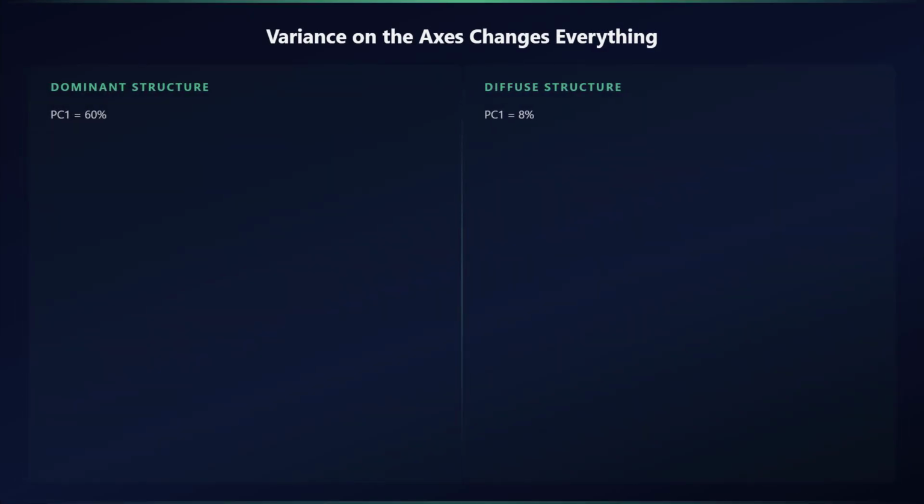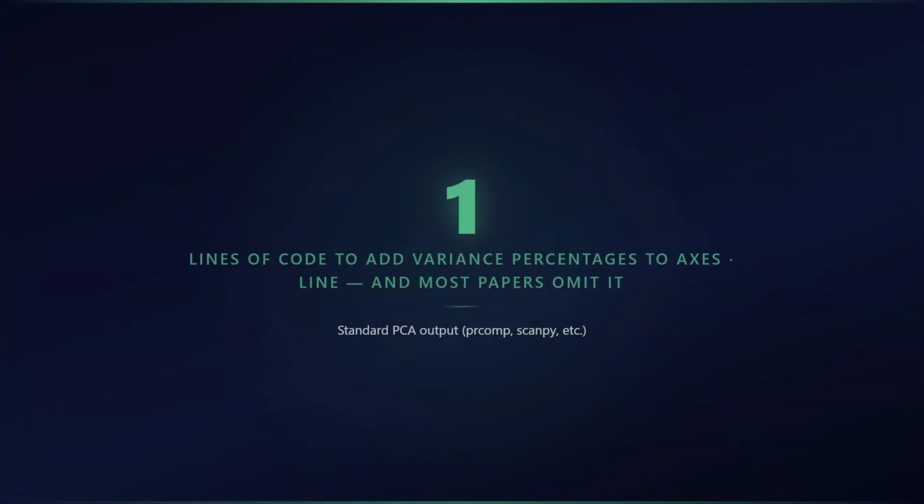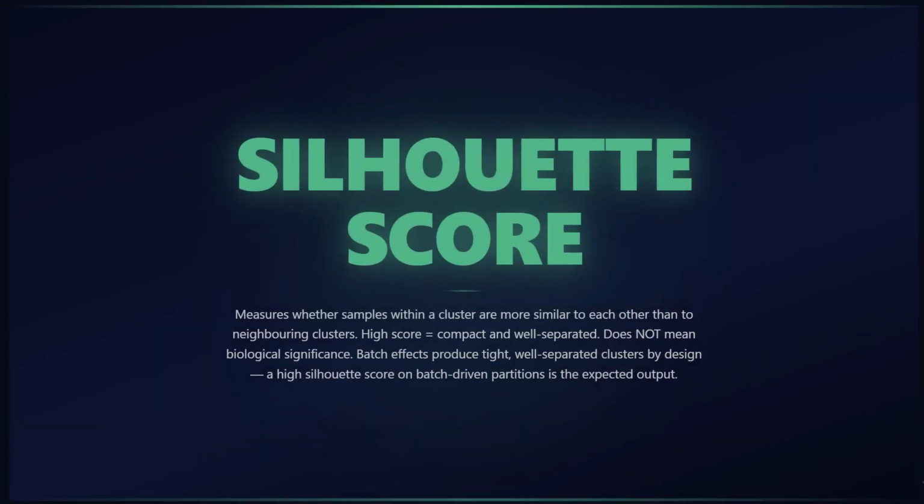The correct PCA plot has variance explained printed on each axis. PC1 at 60% and PC1 at 8% are different results. Both look like scatter plots with 2 axes. Only one has a dominant structure worth discussing. If the axes are labeled PC1 and PC2 with no numbers, the plot is missing most of its information. Most papers I've seen don't have the percentages. Most papers are missing that information. The percentages are one line of code to add. They change the interpretation of the plot.